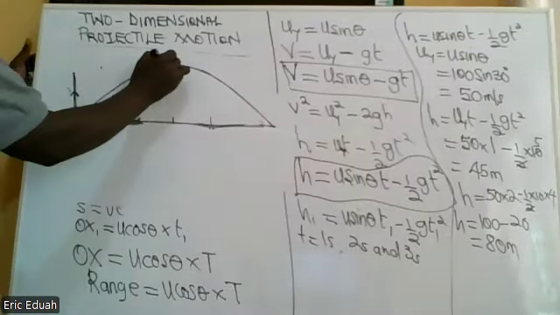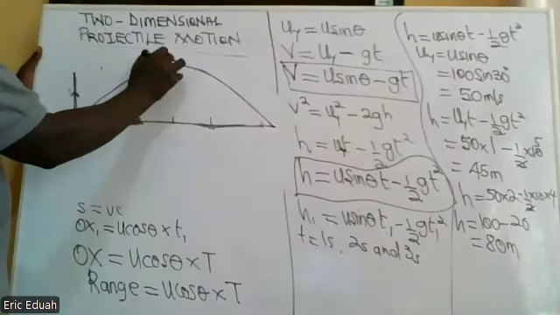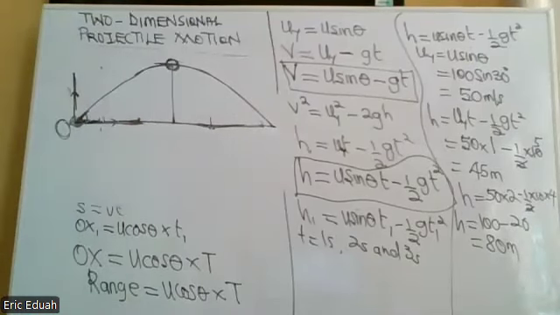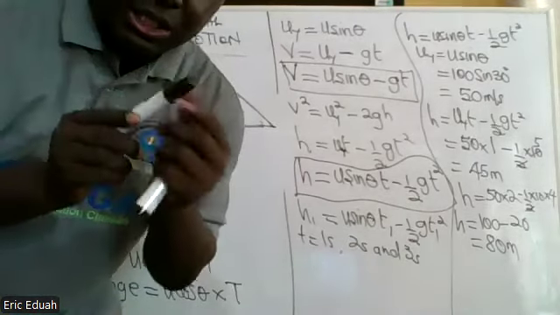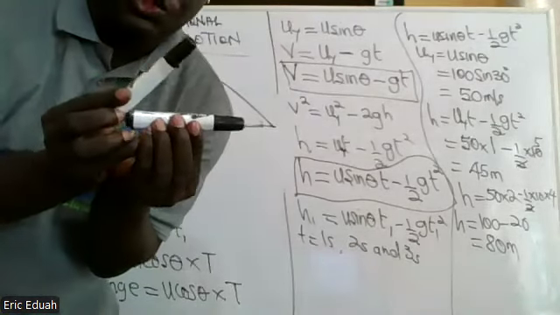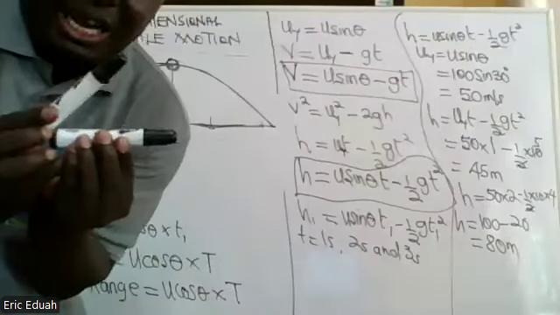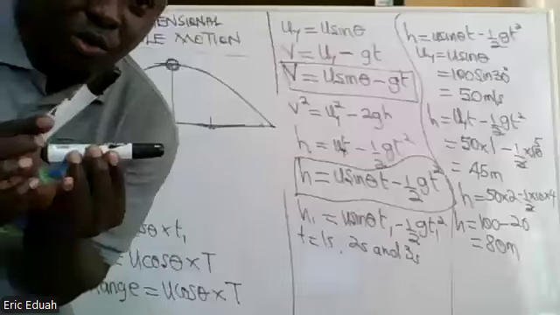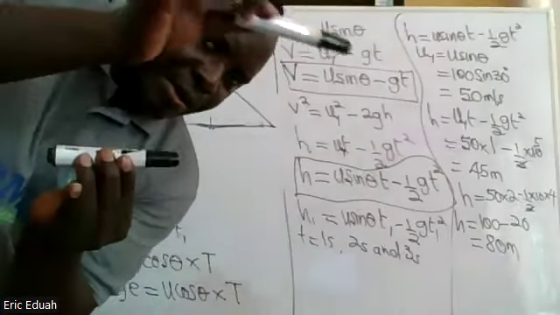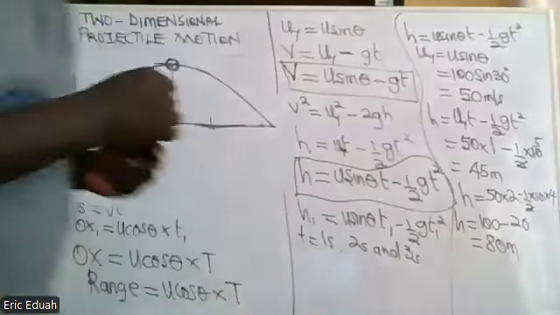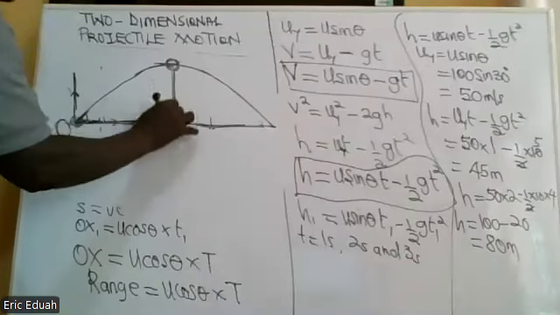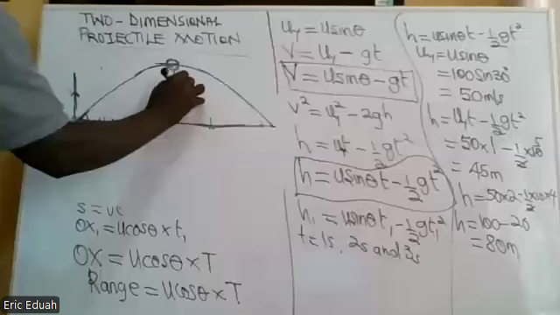Now, note that when the body gets to this point, this is the maximum height it could go. So when you shoot a javelin, it will go up like this, get to a maximum height, and begin to drop. So over here, this is the maximum height it could go. H maximum.